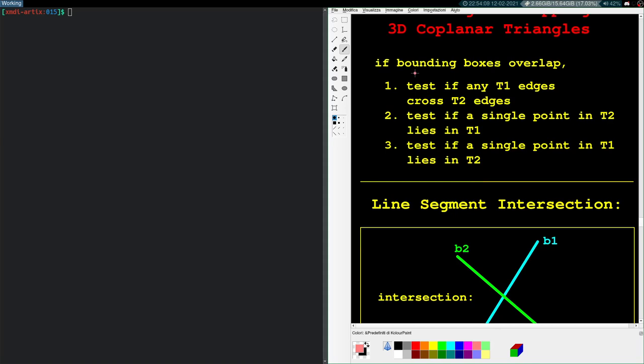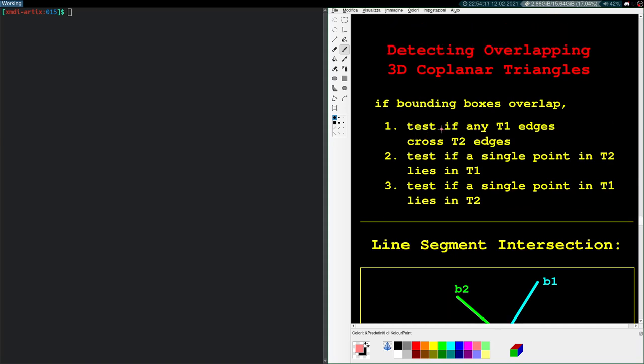Now, here's the process. The first thing you do is test if any of triangle 1's edges cross any of triangle 2's edges. There might be better ways to do this, but this is a very simple one to understand, and I think it's pretty quick. I'm not sure if a faster one exists. I think possibly Olivier and Philippe have a better one, but it's just too hard for me to explain in a video like this. But this is very closely comparable. So you test if any edges cross.